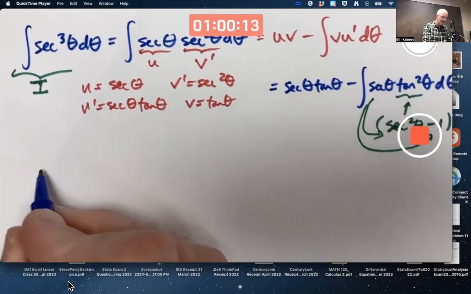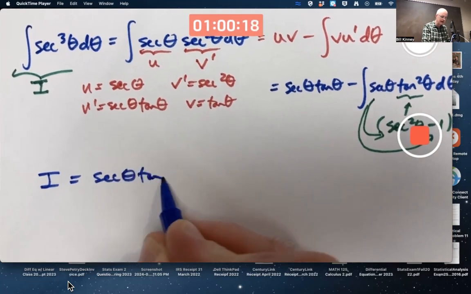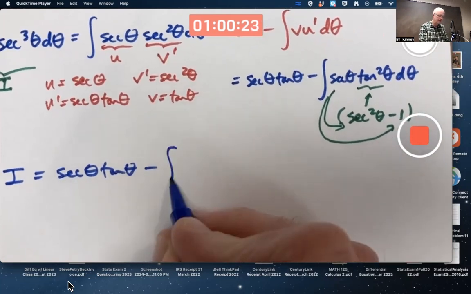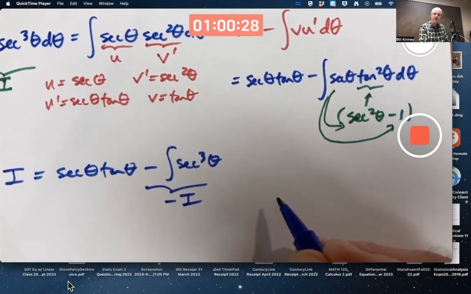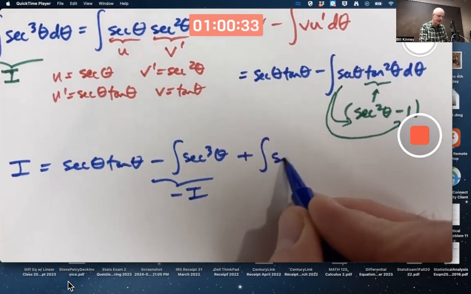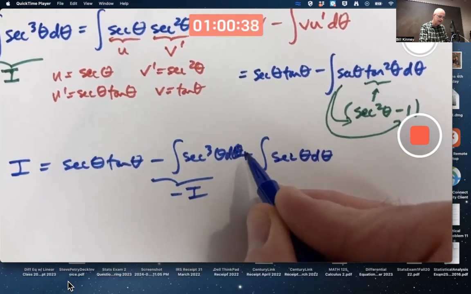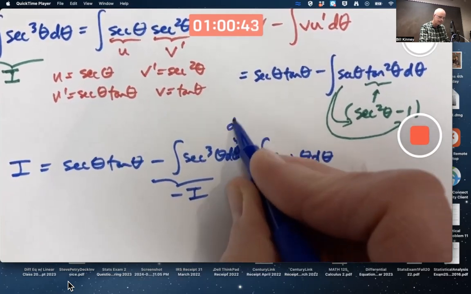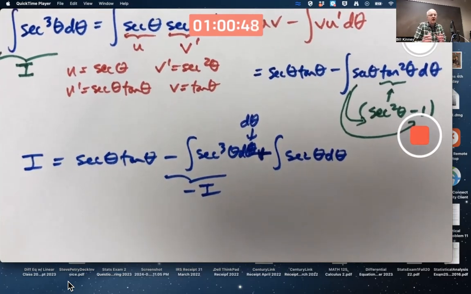So I have the integral I want to know is secant theta tan theta minus, careful, the integral of secant cubed theta, which is a minus I, plus the integral of secant theta. Got my d theta in here. Sorry, it's a mess there. That's a d theta there. Feel like we're getting closer.